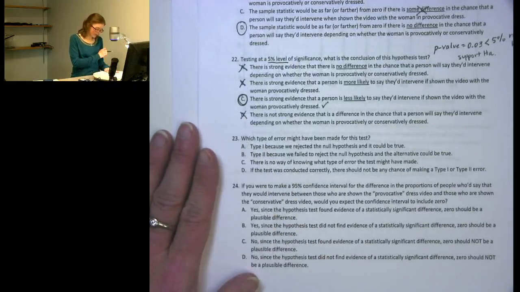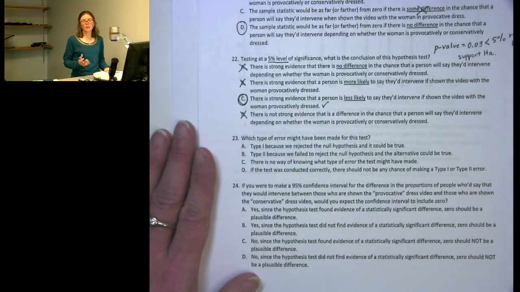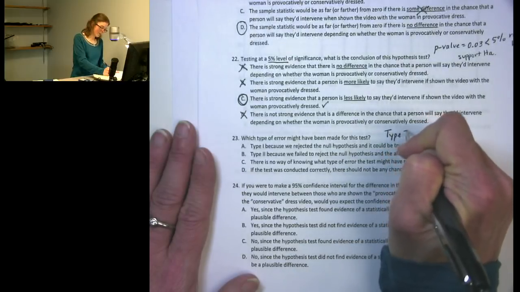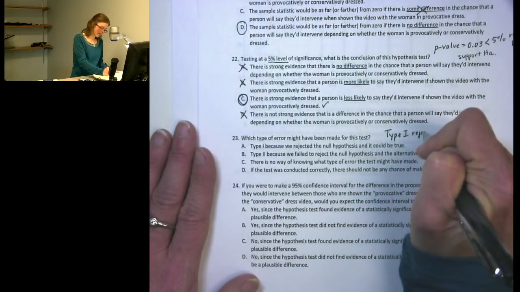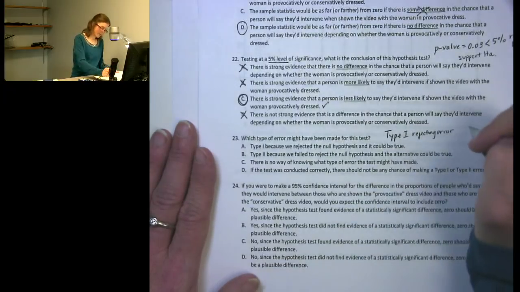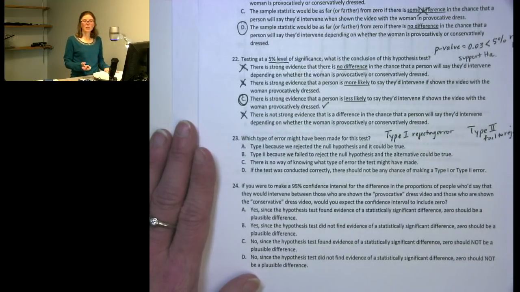Let's see. Question 23. Which type of error might have been made? Okay, so remember there are two types of error. Type 1 error is a rejecting error. A type 2 error is an error where we fail to reject the null hypothesis when the alternative is true. So the question is, did we reject or did we fail to reject?